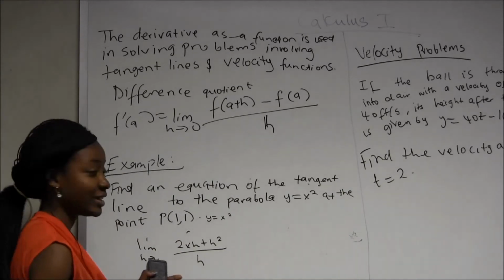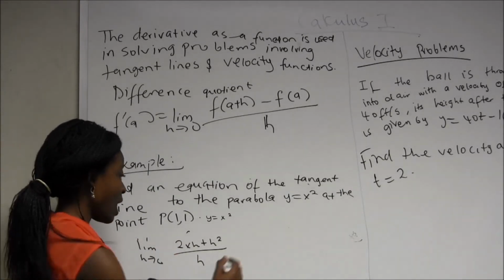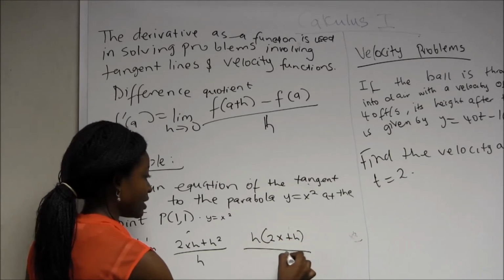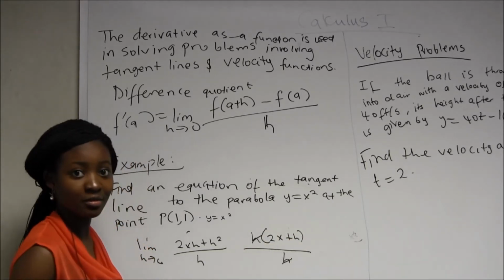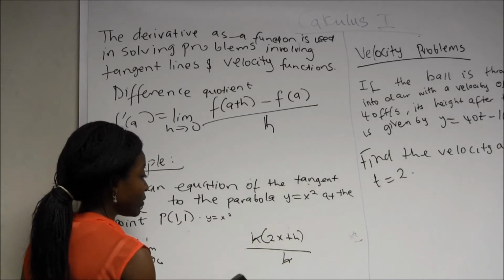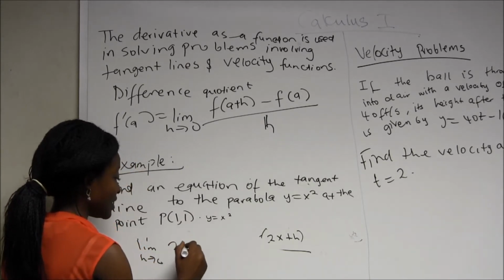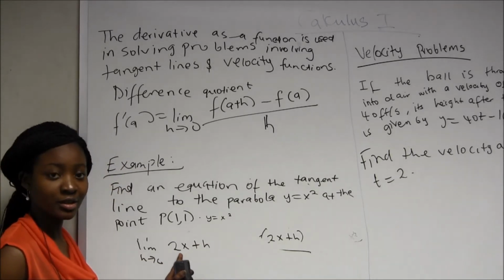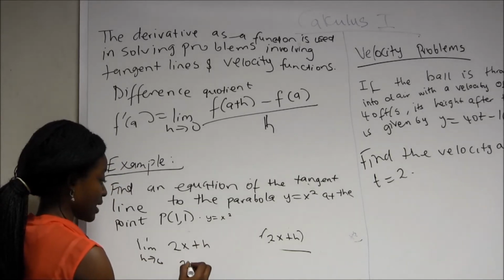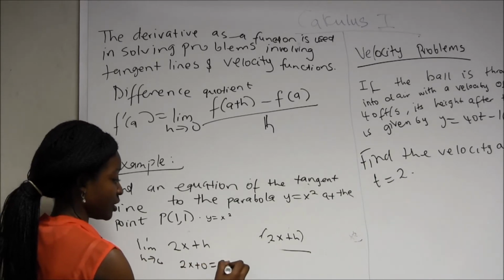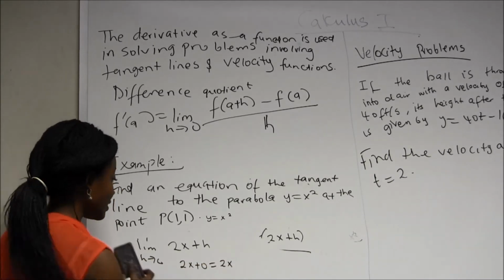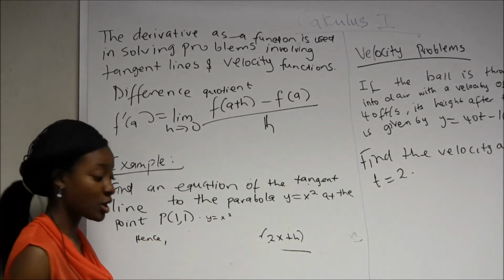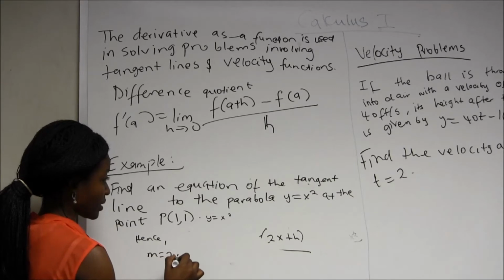The next thing I can do here is to factor out my h, and when I do so, I'm going to be left with h(2x plus h) divided by h, and that cancels out, right? So I am left with the limit as h approaches 0 of 2x plus h. If I plug in 0 into my equation, I'm going to have 2x plus 0, which gives me 2x. Hence, the slope of this equation is m equal to 2x.